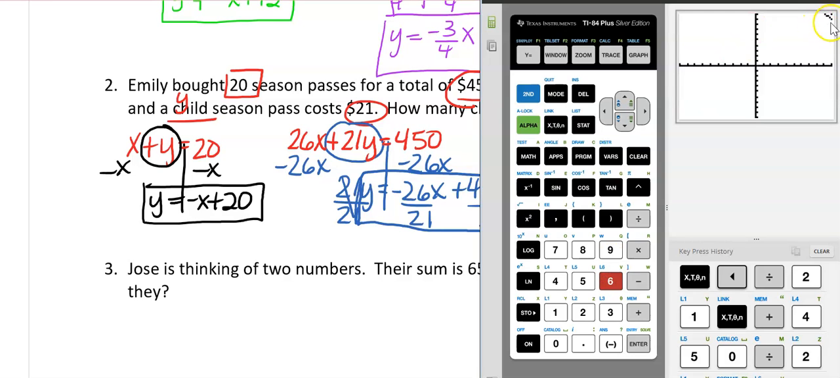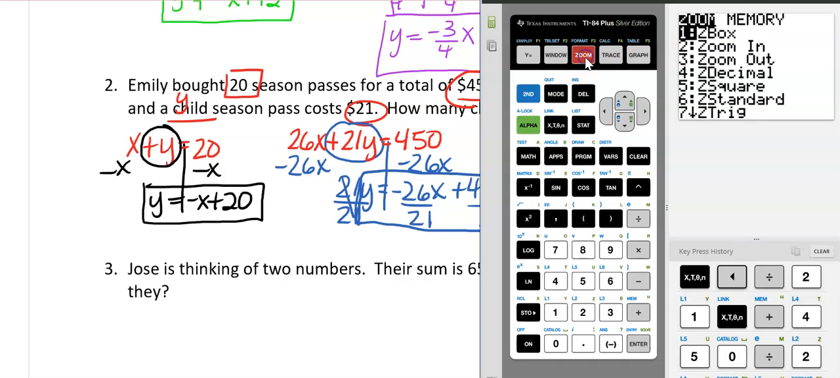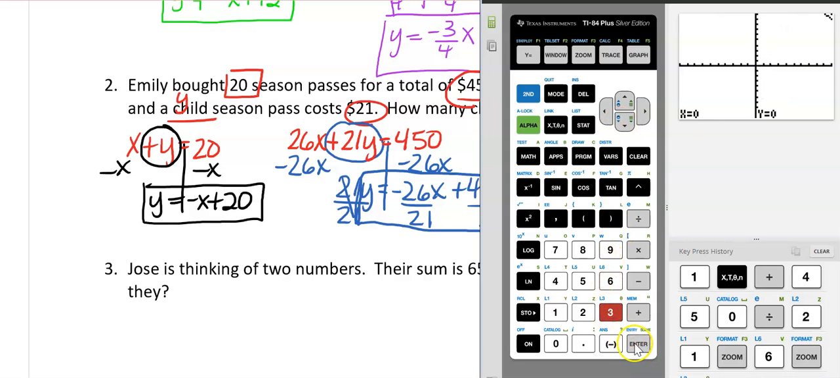And I don't see the point of intersection. I can't see where the two lines intersect. So I'm going to have to zoom out, and zoom out would be 3, or you could scroll down. And you have to hit enter after you zoom out. Now I can see the point of intersection. I can't read it because it's so zoomed out, but that's okay because you're going to have the calculator do it when you go to second trace.